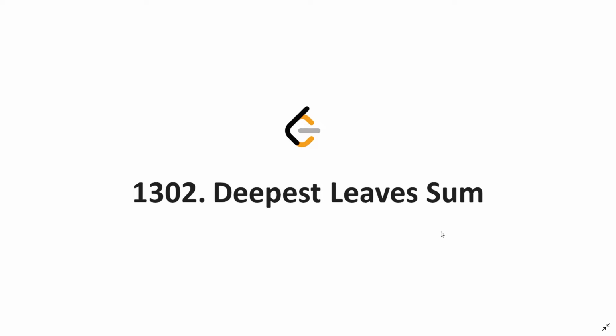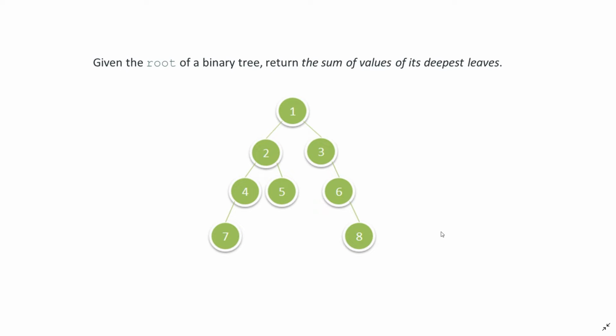We are going to be solving LeetCode problem 1302, Deepest Leaves Sum. You are given a binary tree and you have to return the sum of the values of its deepest leaves. In this case, at the deepest level, we have the nodes 7 and 8. So you have to return their sum. Their sum is 15, so you have to return 15.